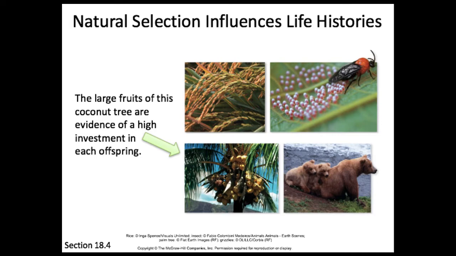For example, the large fruits of a coconut tree are evidence of high investment in their offspring. By taking so much energy to make that coconut, it guarantees that the embryo inside the coconut will be more likely to grow into a mature palm.